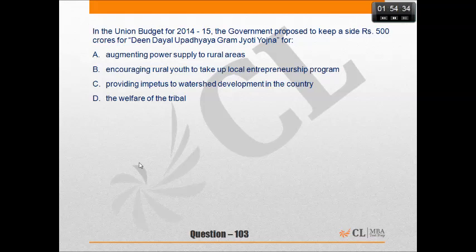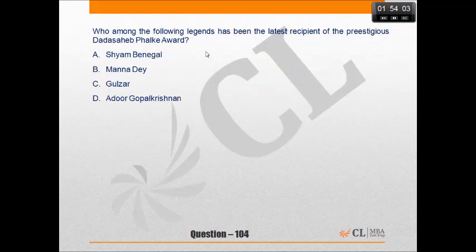In the Union Budget 2014-15, government proposed to keep aside rupees 500 crore for Deen Dayal Upadhyay Gram Jyoti Yojana. Jyoti has to be power, okay? Augment and Gram power, so rural power. Augmenting power supplies could be the answer. Rural youth to take up local entrepreneurship program, unlikely to be the answer. I'm not sure, I'm just eliminating the choices. Providing impetus to watershed development, no. Welfare of tribals, no. This should be the answer because Gram Jyoti means power supplied to rural areas, possibly.